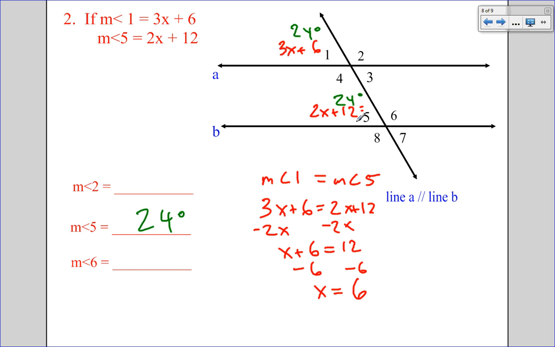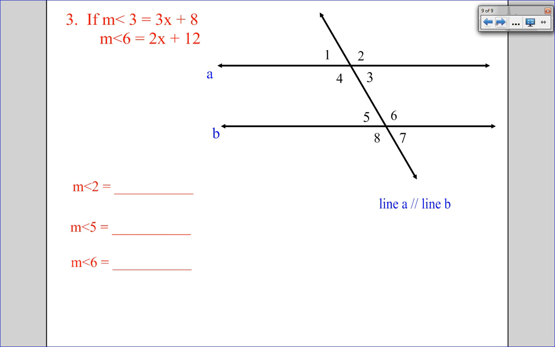Angle 6 forms a linear pair with angle 5. So 180 minus 24 is 156. So angle 6 is 156 degrees. Of course, angle 2 and angle 6 are corresponding, so that makes that 156 as well. Okay, and this is very similar, so if you want to practice, go ahead and try this out. So pause the video and try it out.